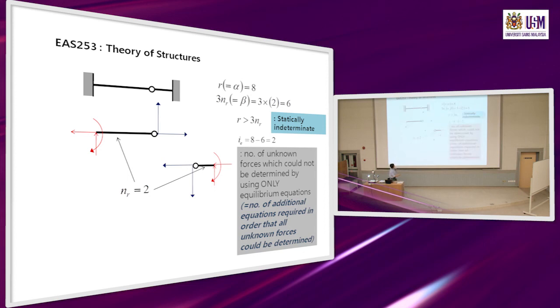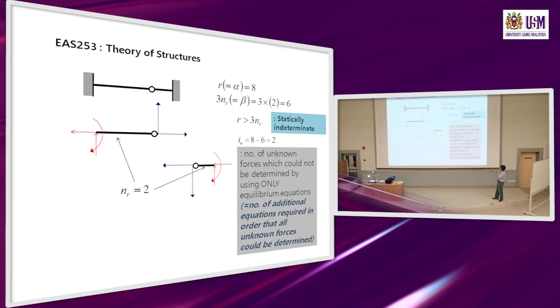So to give you one example of how we apply that equation, so this is R. Here we separate these structures into two at the pin joint there. So NR is equal to 2. So 3NR, which is actually equal to beta, is equal to 3 multiplied with NR, because you separate this into two parts, so NR is becoming 2, so it is 6.